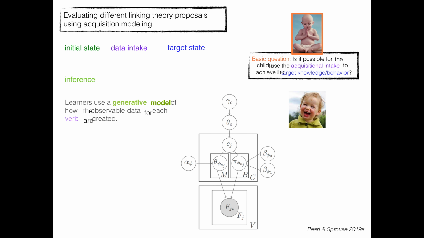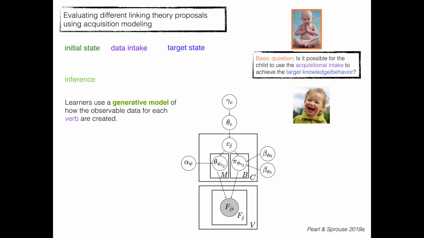And our learners are going to use a generative model of how the observable data for each verb are created. That is how they are incorporating all those different pieces of information from the data intake. And that's represented here in this lovely plate diagram. Again, it's just representing how the different information is integrated into the process of determining a verb's class. And I'm going to walk you through what that looks like in just a moment.